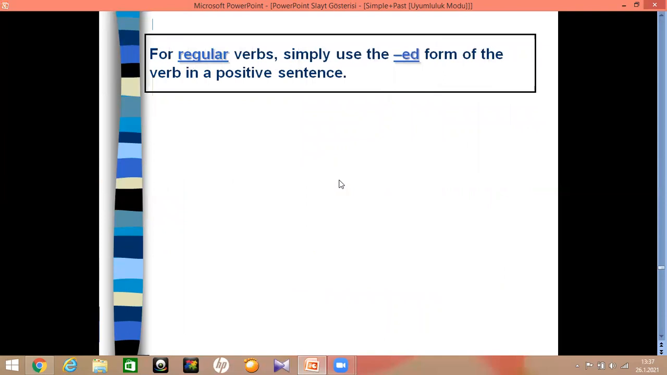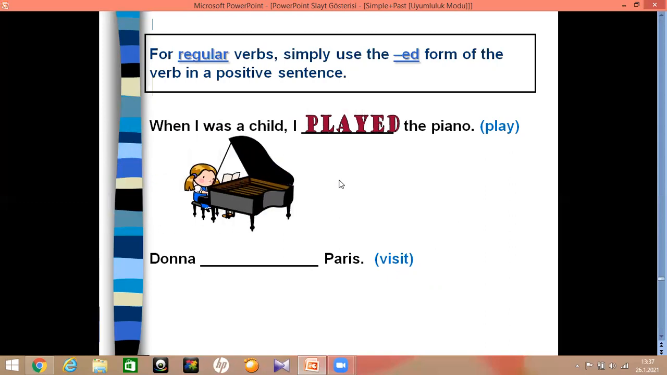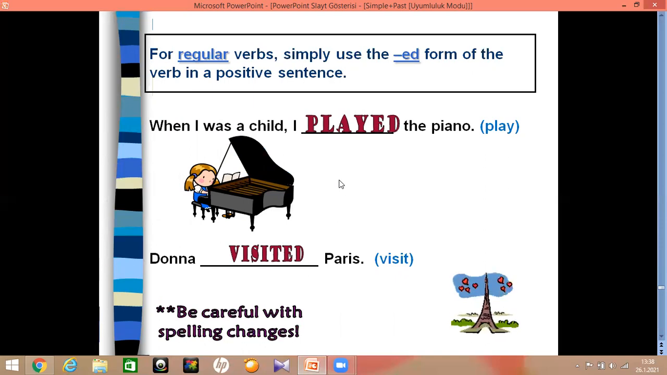For regular verbs, simply use the ed form of the verb in positive sentences. When I was a child, I played the piano. Donna visited Paris. Be careful with the spelling changes.